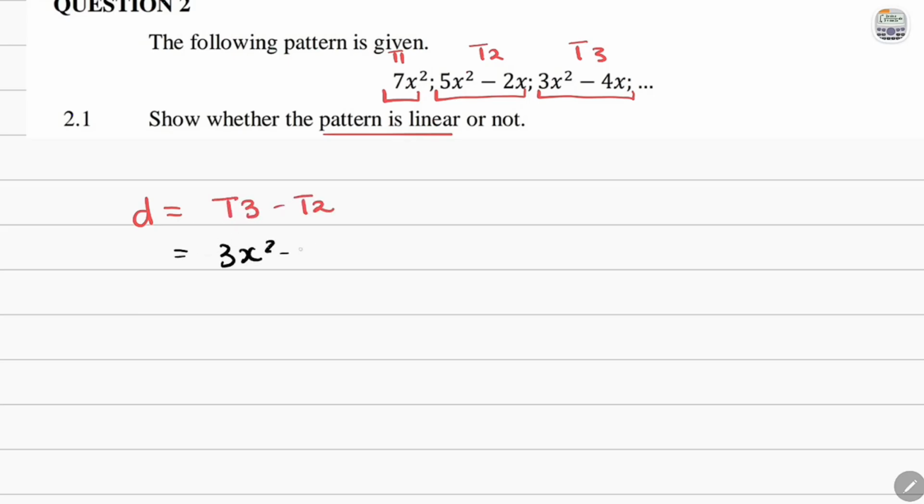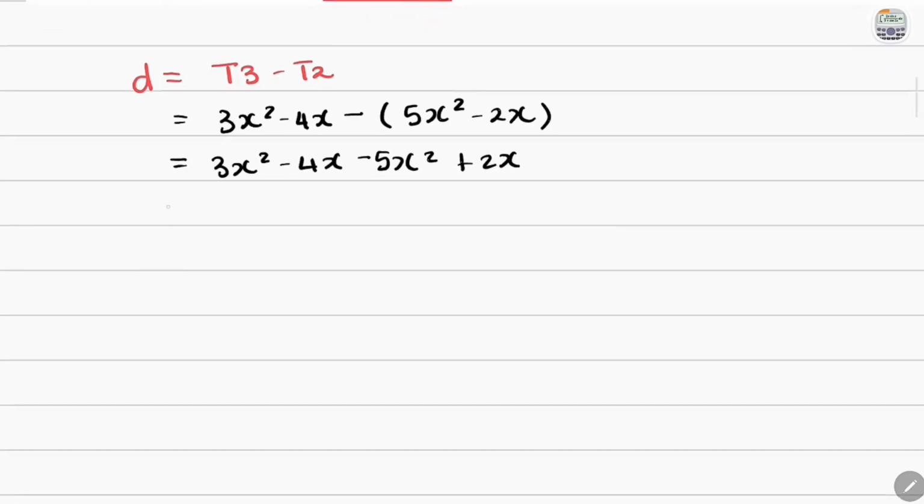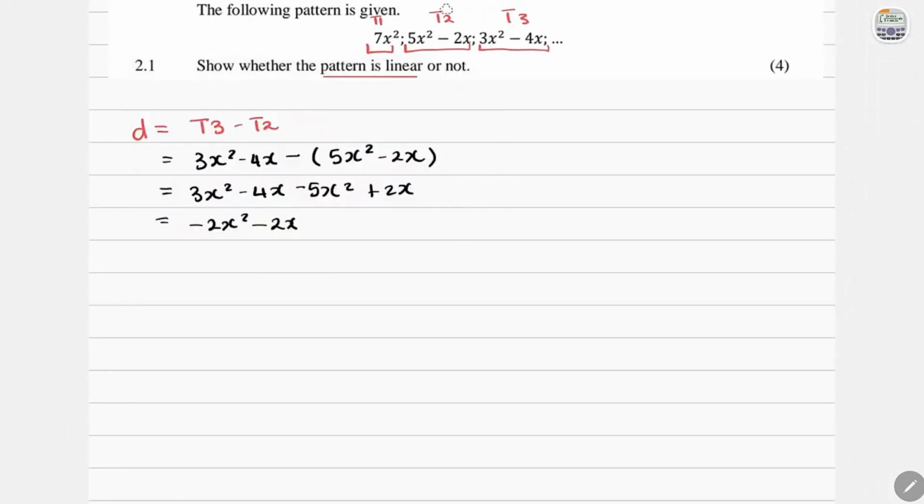So that is 3x squared minus 4x, and then minus, we are subtracting by something that has more than one term, so use brackets. And we have 5x squared minus 2x, and let's simplify. So 3x squared minus 4x, and then minus 5x squared, and that becomes a plus 2x. And so this is equal to, these two would subtract to become negative 2x squared, and these two would become negative 2x. Okay, so that is what the difference is when we say term 3 minus term 2.